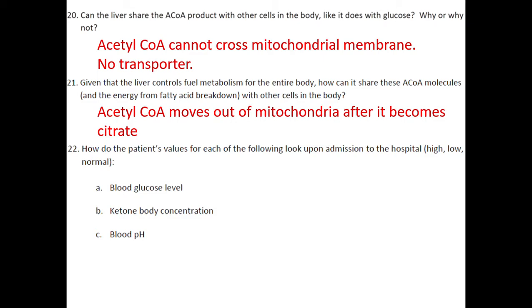So acetyl-CoA will join OAA. If you still remember, we talked about this last class in the TCA cycle. Acetyl-CoA has 2 carbons, OAA has 4 carbons, so 2 carbons join 4 carbons and become a 6-carbon molecule, that is citrate. This is why it's also called the citric acid cycle. After it becomes citrate, there will be a transporter to transport citrate out of the mitochondria. So acetyl-CoA can be moved out of the mitochondria after it becomes citrate.